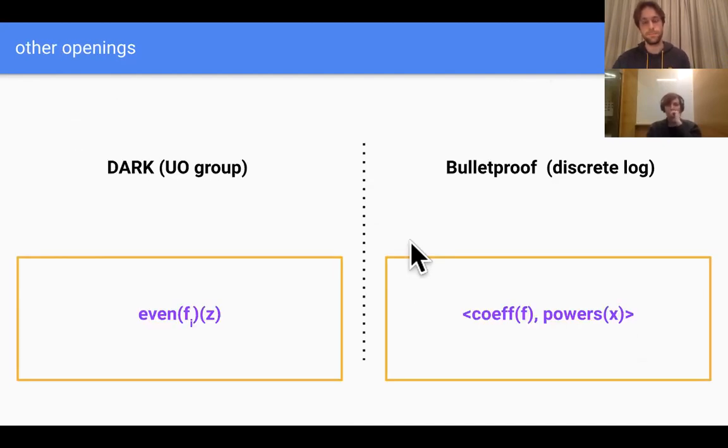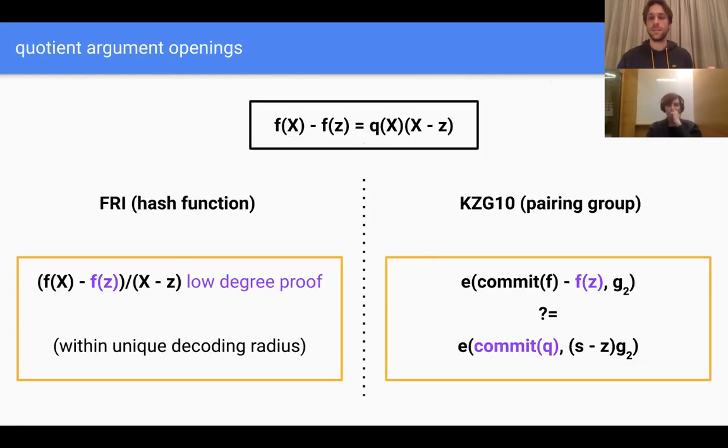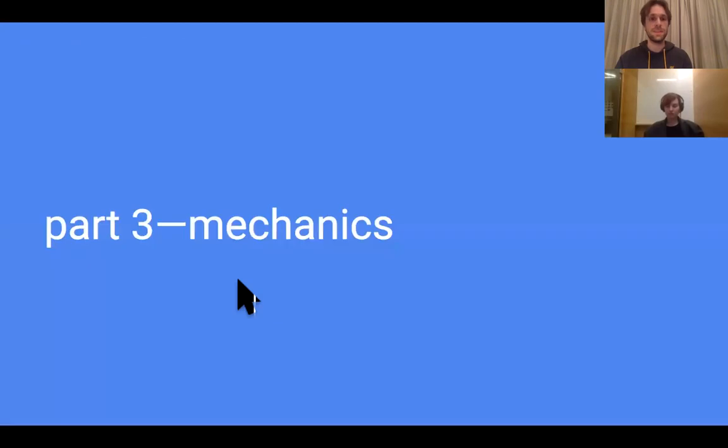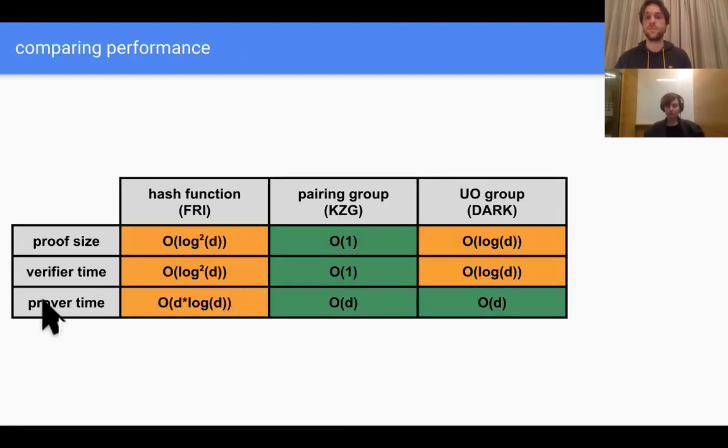And in Bulletproofs, is it the same efficiency to open as a polynomial and a general inner product? It turns out that, as far as I can tell, the prover time is basically the same for commitments and for openings. That's why in my table I talk about just prover time, but actually there are two prover times: the time to commit and the time to open.